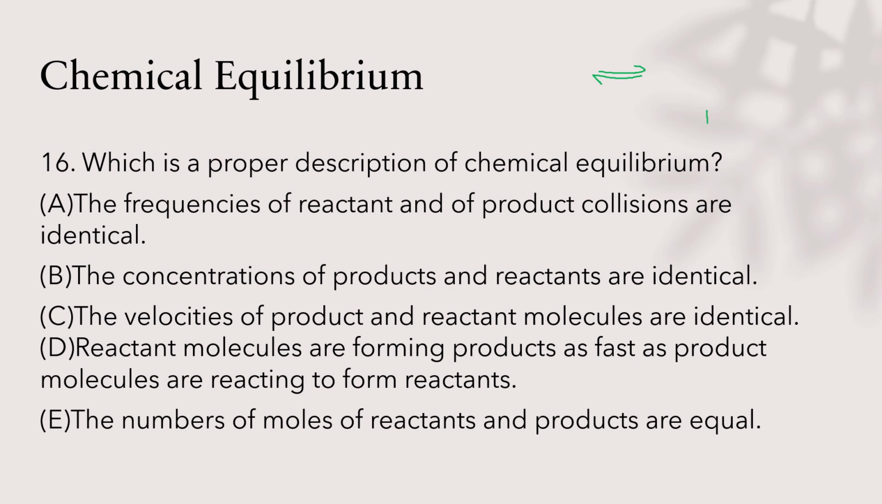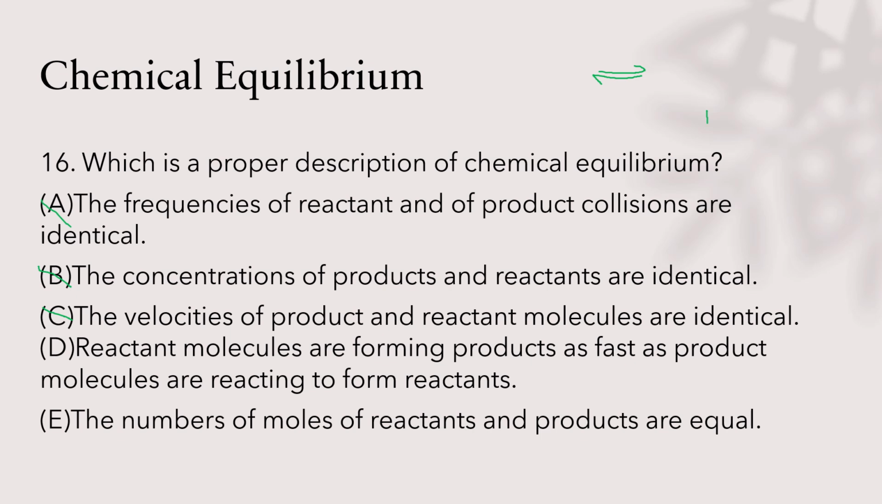So when we're looking through these choices, we have choice A. The frequencies of reactant and product collisions are identical. No, there's no way to tell that. B, the concentrations of products and reactants are identical. No, it's not about concentrations. C, the velocities of product and reactant molecules are identical. That's chemical equilibrium, has nothing to do with speed.